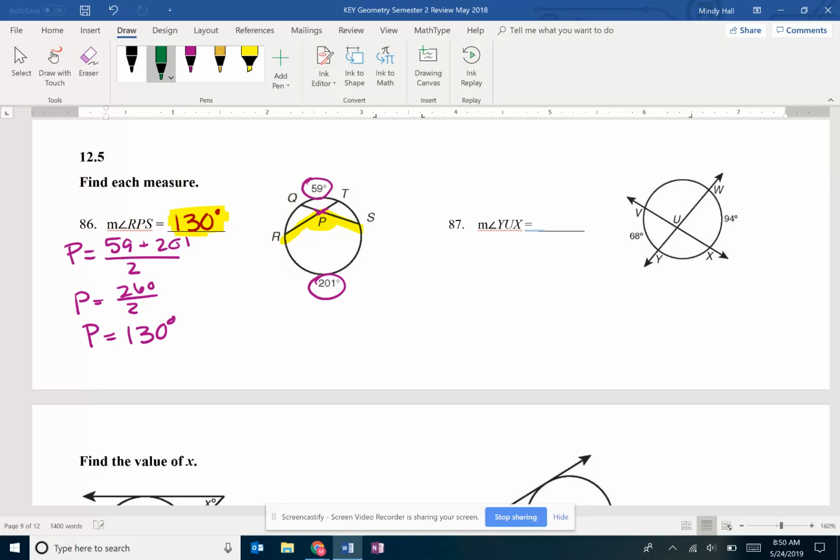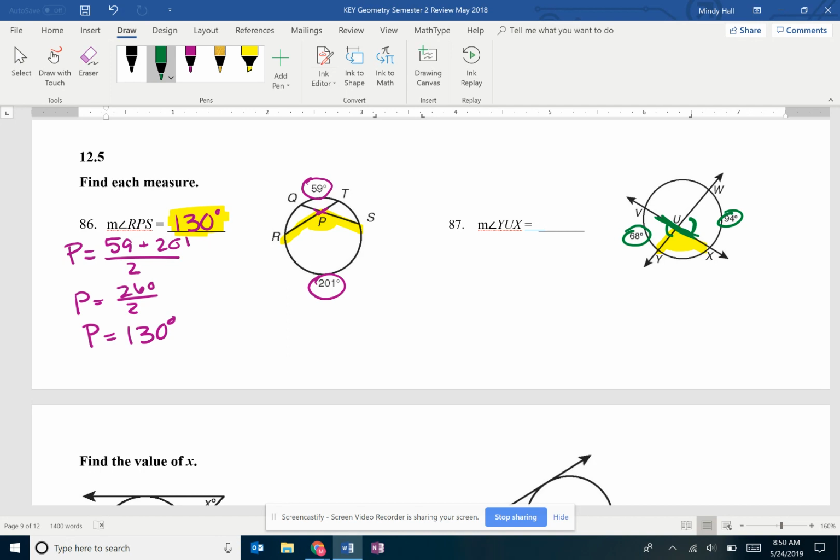So then for 87, we want y, u, x, so y to u to x. So we want this angle. So if you do it the same way we did 86 with these measurements, you're going to be finding this angle and this angle, which you can do because then they are supplementary to the one we're trying to find. Or you can subtract the arcs you're given from 360. So I'll show you both ways.